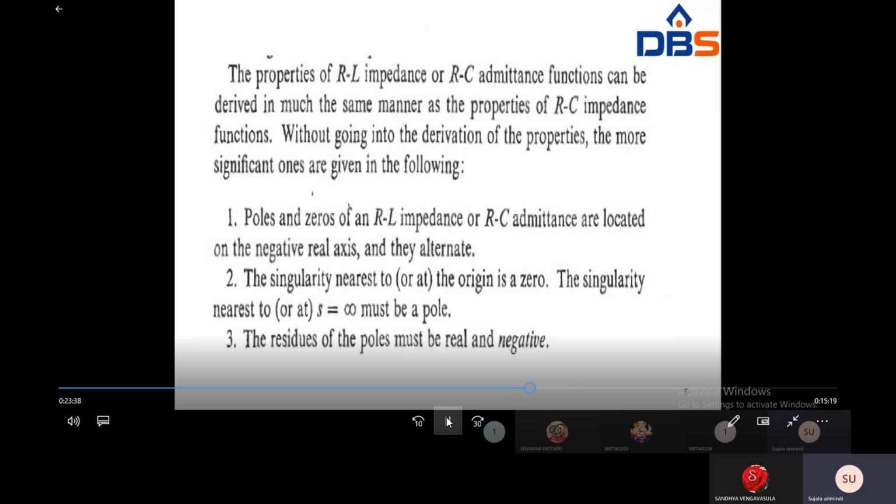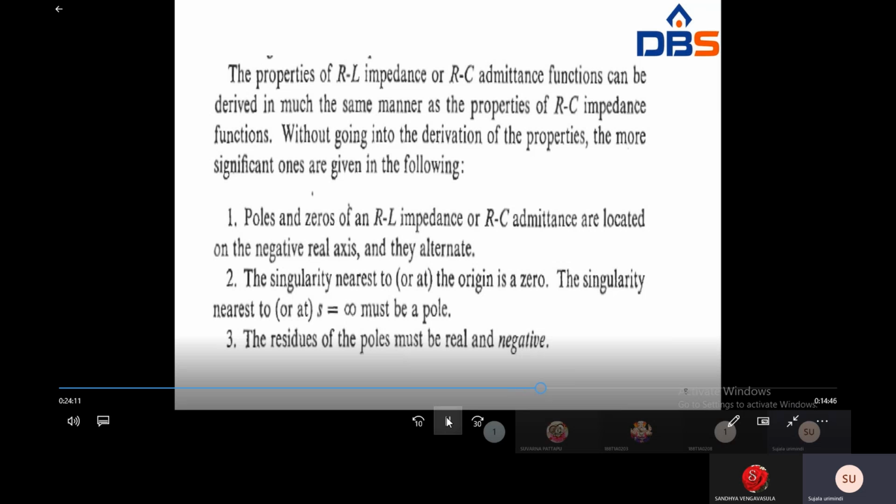Poles and zeros of RL impedance are located on the negative real axis, and the poles and zeros are interlaced, alternating. So one is pole, one is zero, one is pole, one is zero. Next, the residues of poles of RL impedance or RC admittance are real and negative.